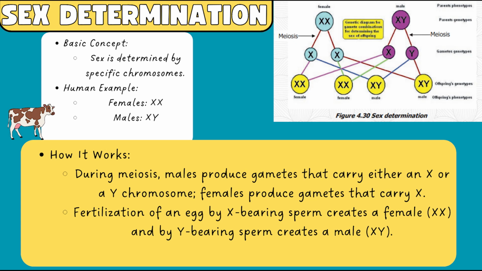Sex determination is another fascinating part of genetics. In humans, sex is determined by chromosomes. Females are XX and males are XY. During gamete formation, males produce sperm that carry either an X or Y chromosome, while females produce eggs that all carry an X chromosome. Then, when fertilization occurs, the combination of these chromosomes determines the sex of the offspring. This process is clearly depicted in figure 4.3.